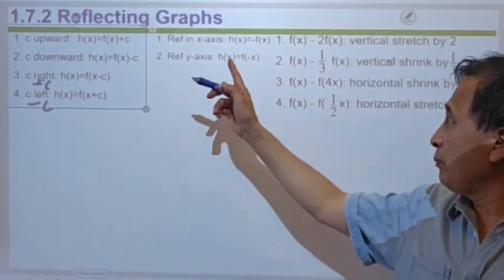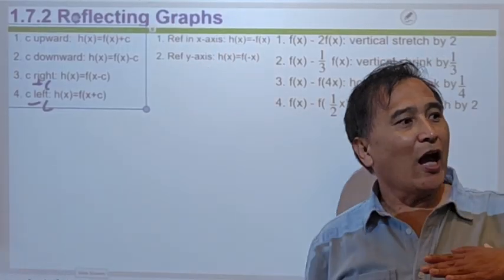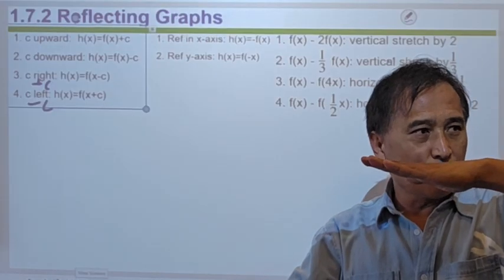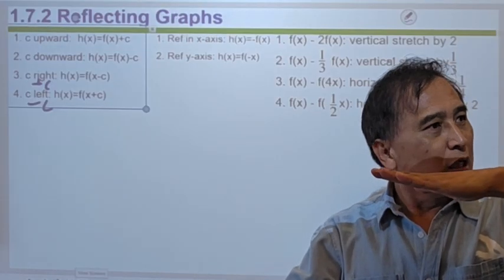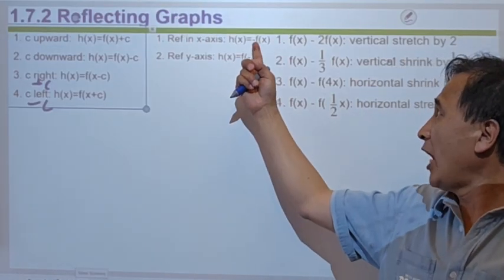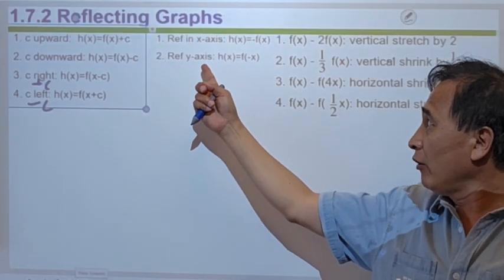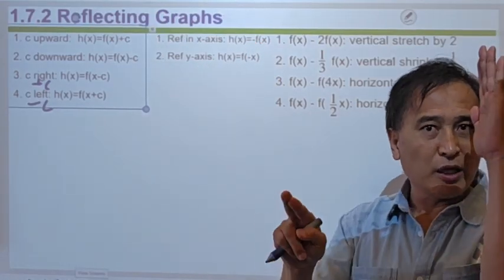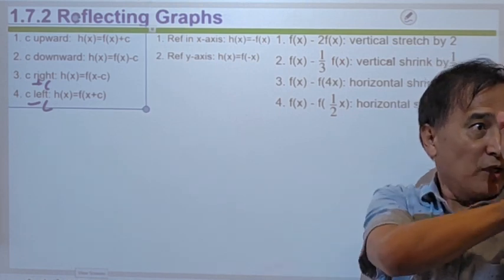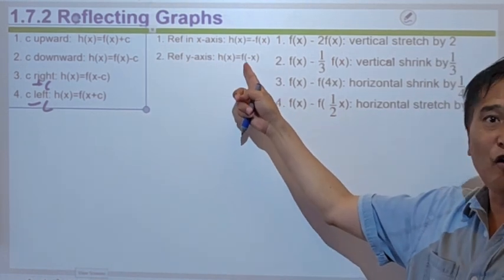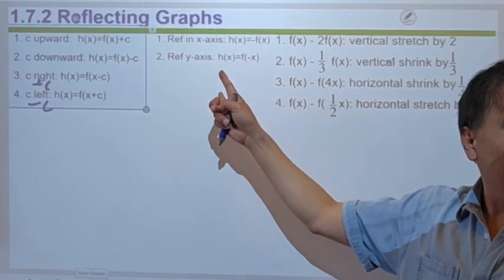And then reflection of x-axis. X-axis reflection means what? From here, going like that, right? So that means y value becomes negative y. Y is outside, so outside, negative f of x right there. But reflection of y-axis, then x becomes negative x, right? X is inside, so f of negative x.